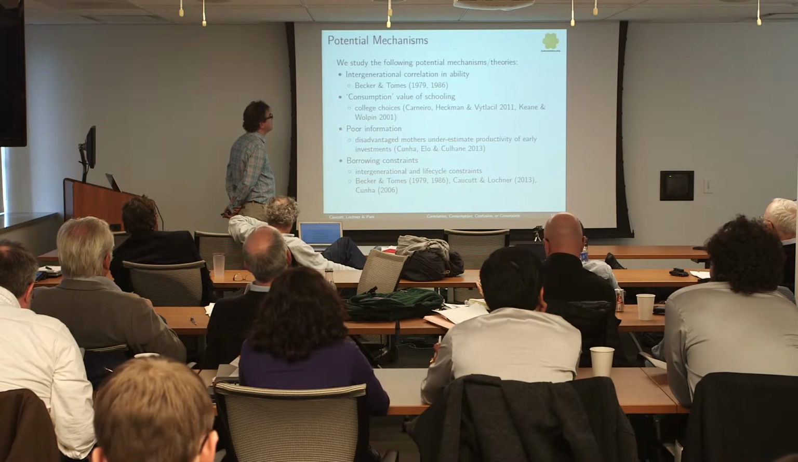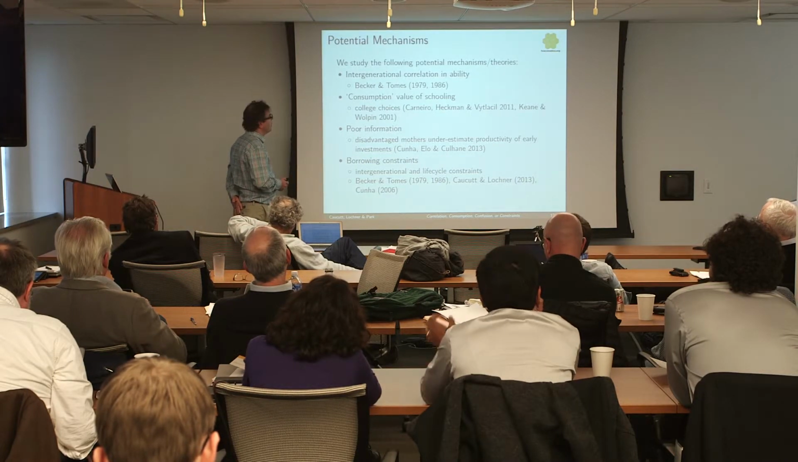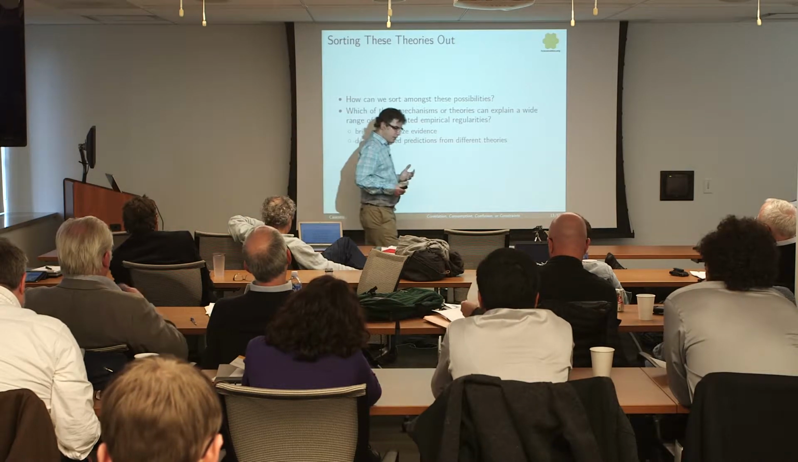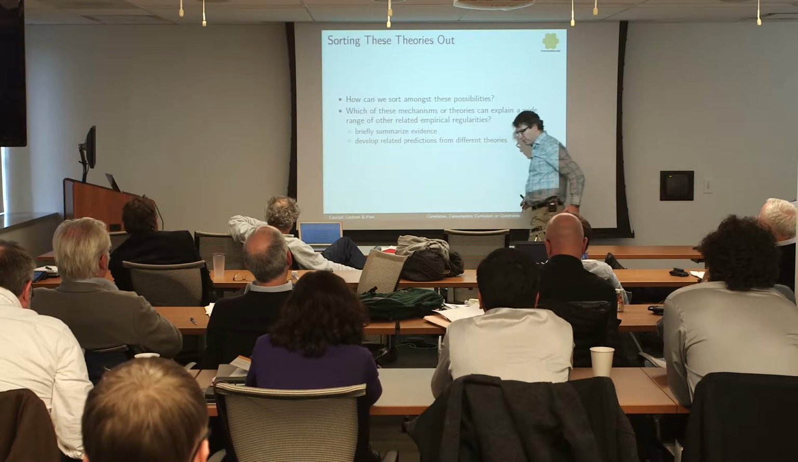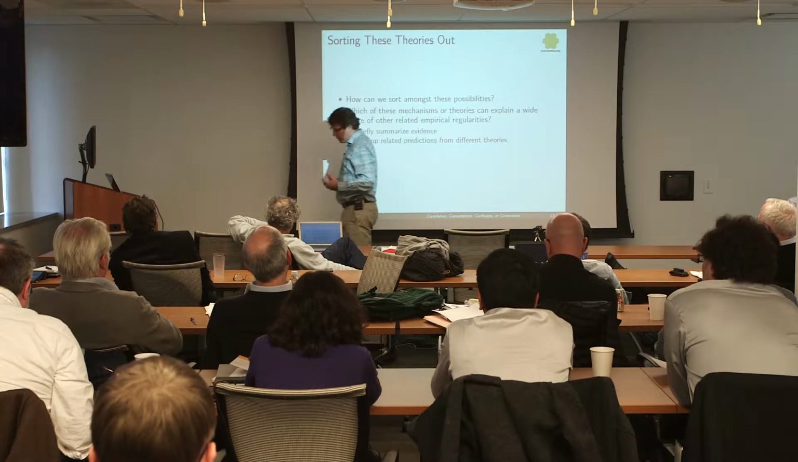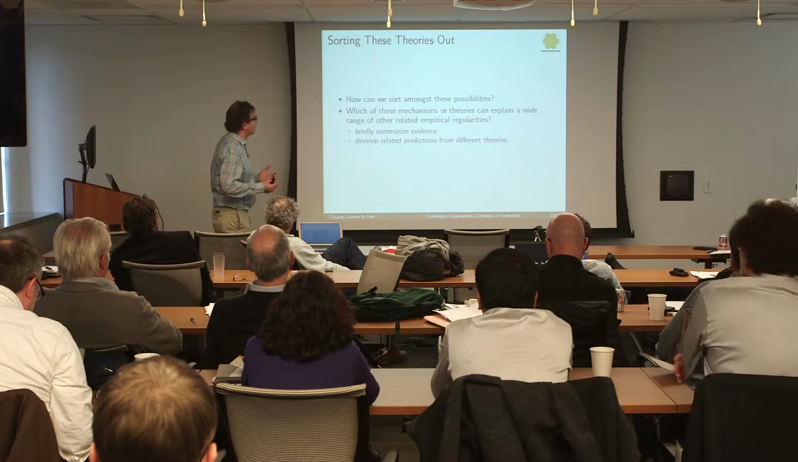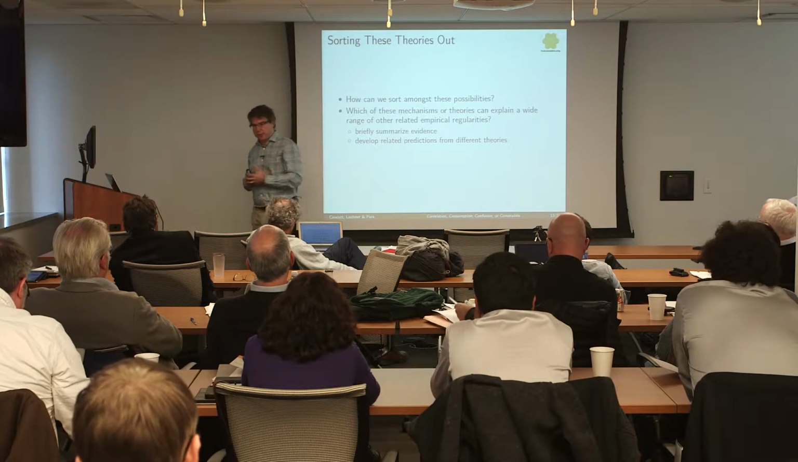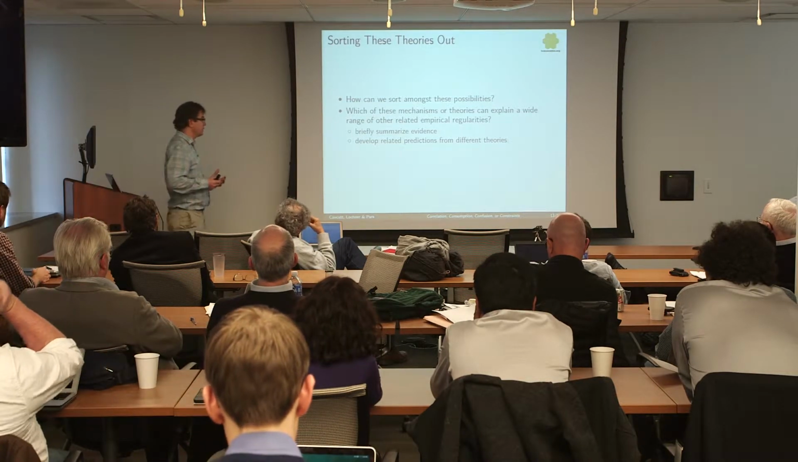So what we're going to do is something very simple. I'm not going to show you any more data. I'm going to talk about the literature, some facts in the literature. But we want to say, there are all these scenarios or theories that can generate relationships between family income and child outcomes. How can we get a handle on which of these might be important, or, I don't even want to say that, which of these mechanisms can explain a wide variety of other empirical regularities? Let me put it that way.